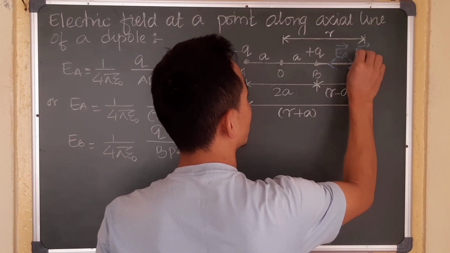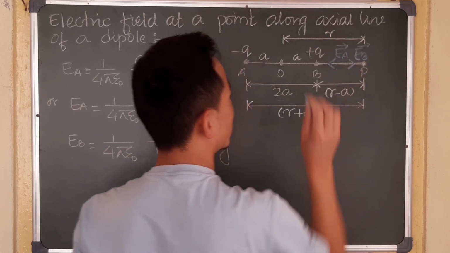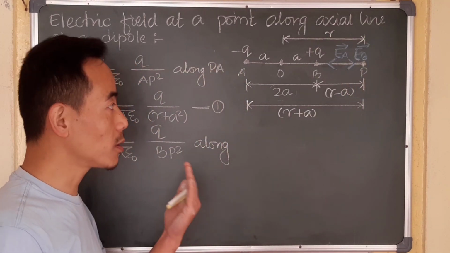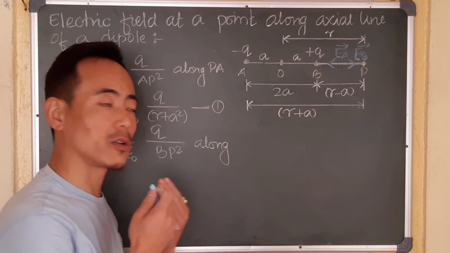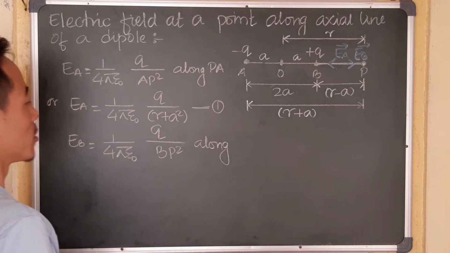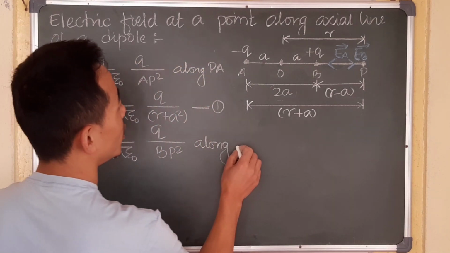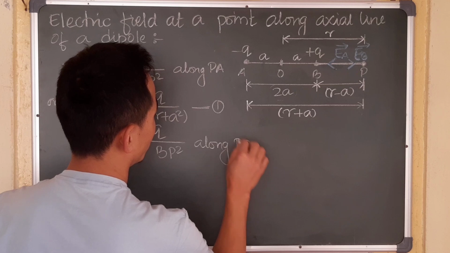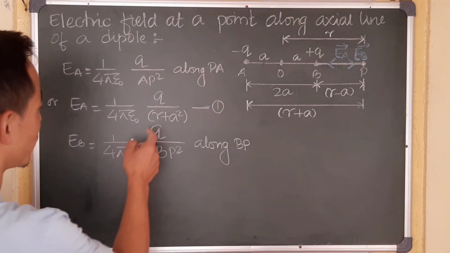I hope this is clear. For a negative charge, the electric field is towards the charge. For a positive charge, the electric field is always away from the charge. So the direction of EB will be along BP. So let's simplify this equation further.